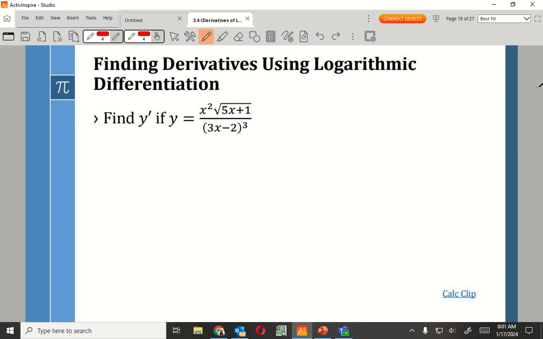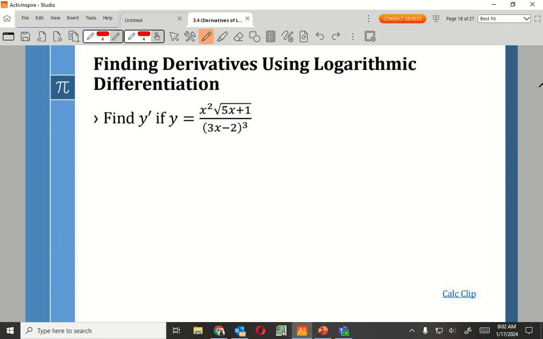ln and log use the same rules because they are the same. ln is just log base e. So that's why it's referred to as natural log. Now we're going to do the same thing for this, but we're gonna go crazy on this one.